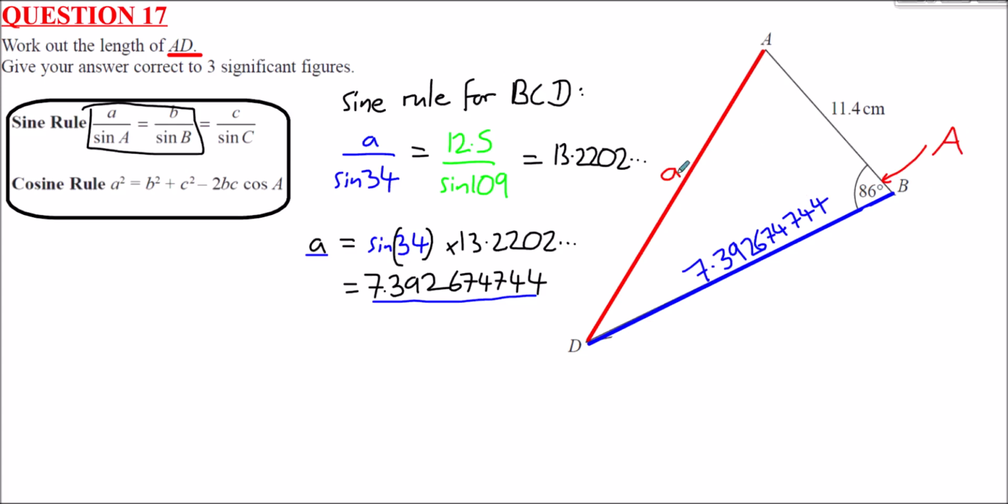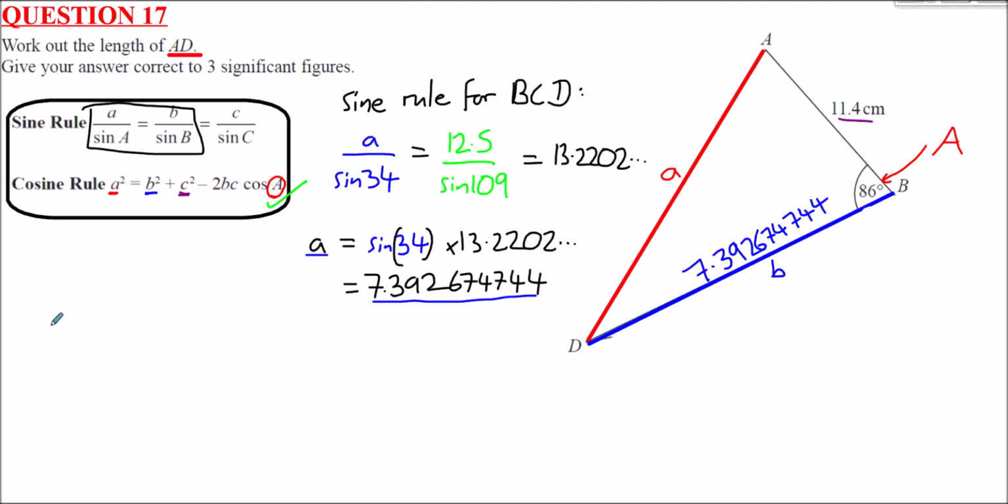Now, if I'm trying to find a side, and I know two other sides and the angle in between, that's a case where I can use the cosine rule. So I've got A. I'm trying to work out little a. b and c in any order are 11.4 and 7.39 and so on. So I'm going to call b this 7.391, and I can call the c 11.4.